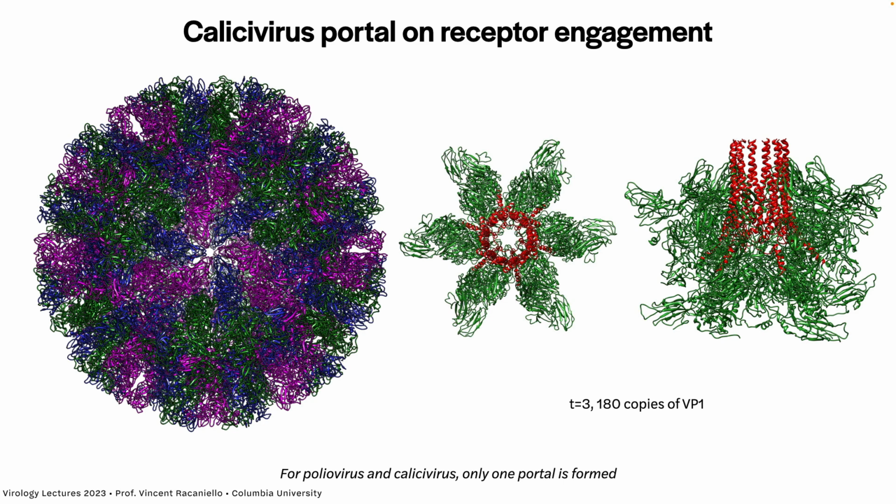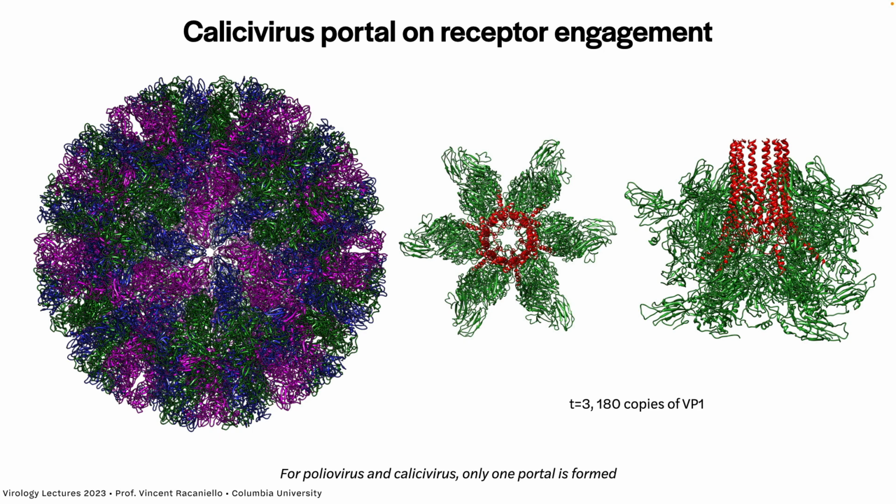And for these viruses, when they attach to their receptor, a portal forms at one axis of the particle. So here's the virus particle here, and this is an image where a portal has formed. So when the virus docks onto its receptor, these are molecules of one of the viral proteins that reorient themselves, form a portal, insert into the membrane, and allow the nucleic acid to come out.